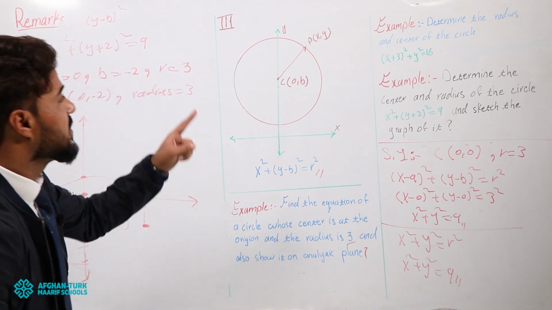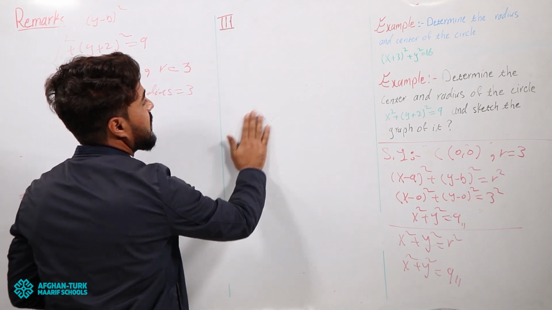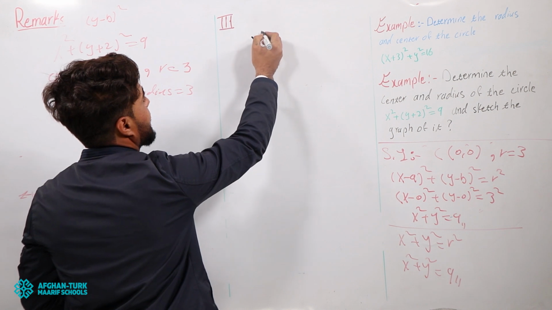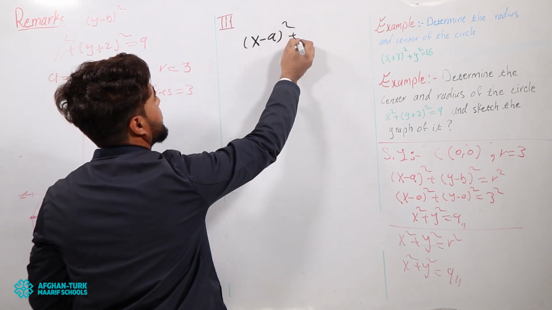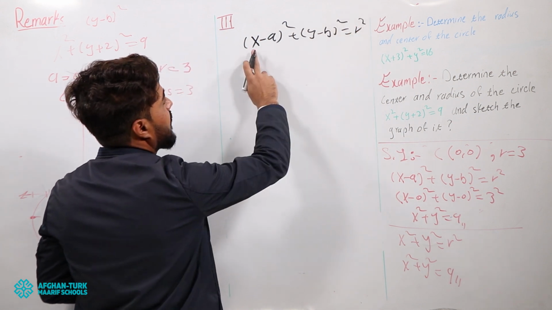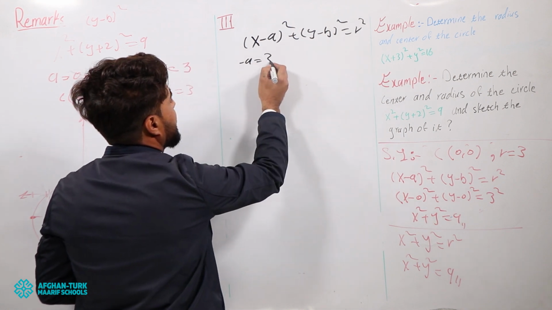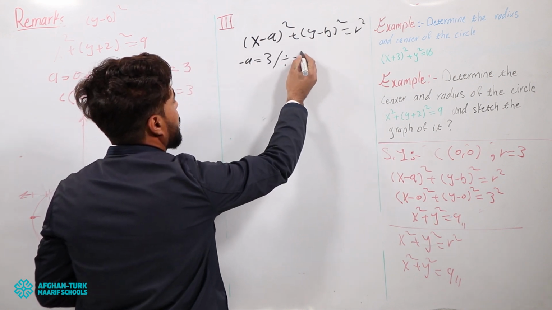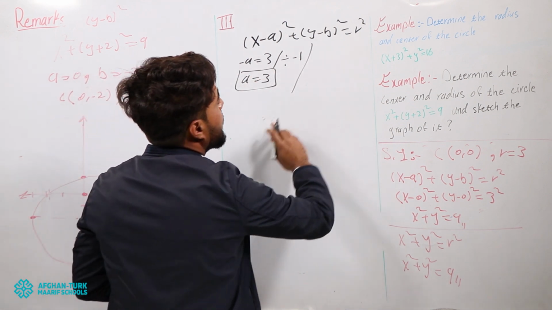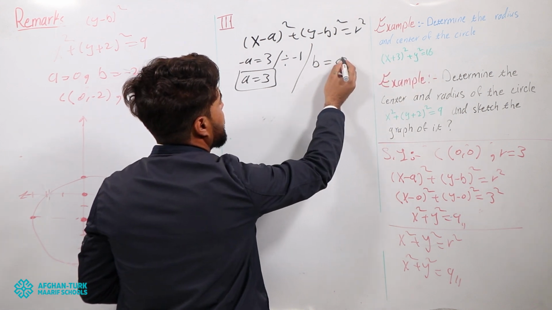Now let's solve the other example. Determine the radius and the center of the circle, this. So in here we have the standard equation like this: (x minus a) squared plus (y minus b) squared is equal to r squared. In here minus a is equal to plus 3. If I divide both sides by minus 1, a will be equal to 3. Also, b is 0 in here because we don't have any b. So b is equal to 0.